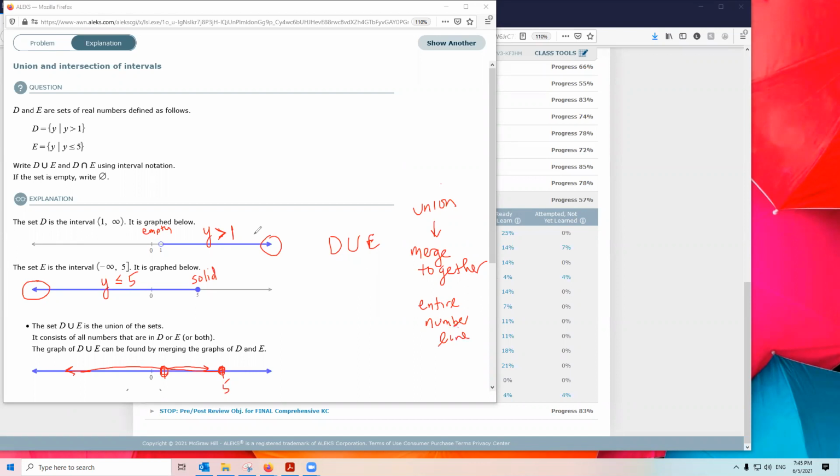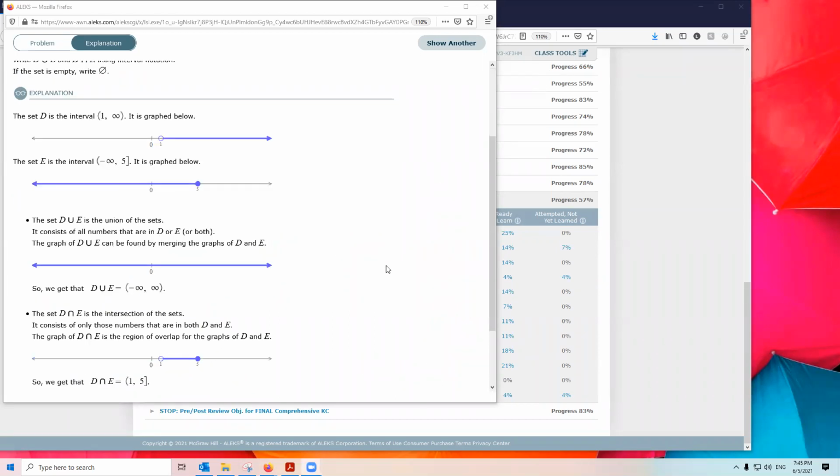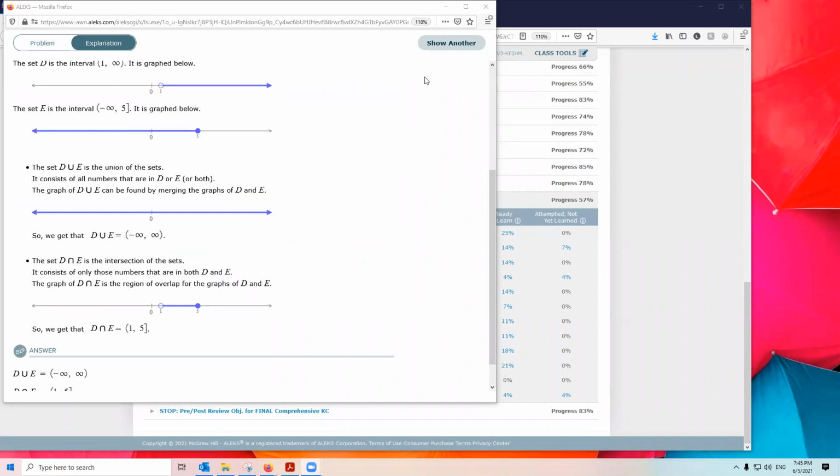Well, this problem is going to ask you to write your answers in interval notation. Well, the way you write the entire number line is to say negative infinity to positive infinity with commas, with parentheses on each side like that. All right, let me scroll down a little bit. So here is the union, negative infinity to positive infinity.